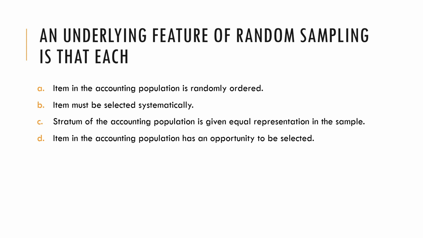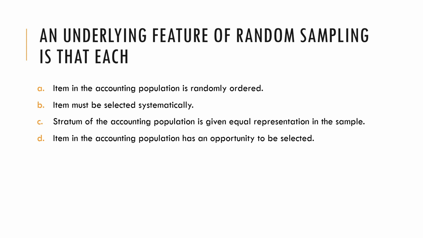Letter A, each item in the accounting population is randomly ordered. So is random sampling referring to the way that the population is ordered? Or letter B, the item must be selected systematically. But then we also get to recall that there is a thing which we call systematic sampling or systematic selection.